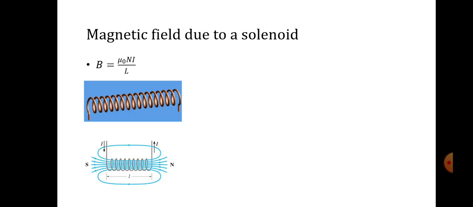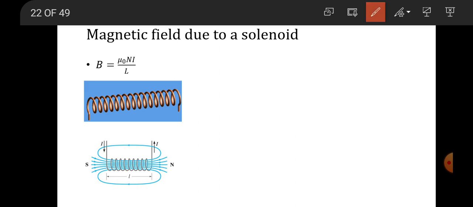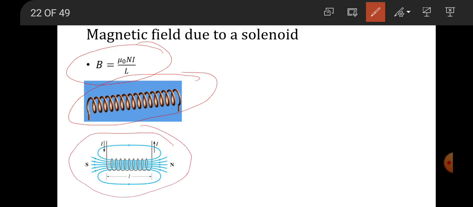Now, the whole of the Biot-Savart formula is reduced to this if we are asked to calculate the magnetic field due to a solenoid: it's reduced to mu naught N I all over L. Now, what is a solenoid? This is a solenoid. I'm sure you should have seen this. It is when you wind a wire to form a coil like this. And this diagram here shows the magnetic field inside the solenoid.